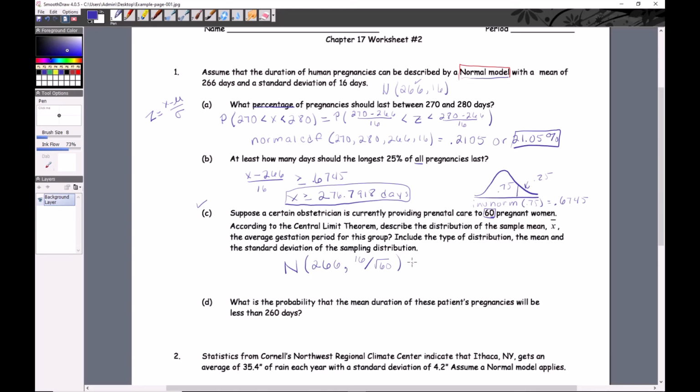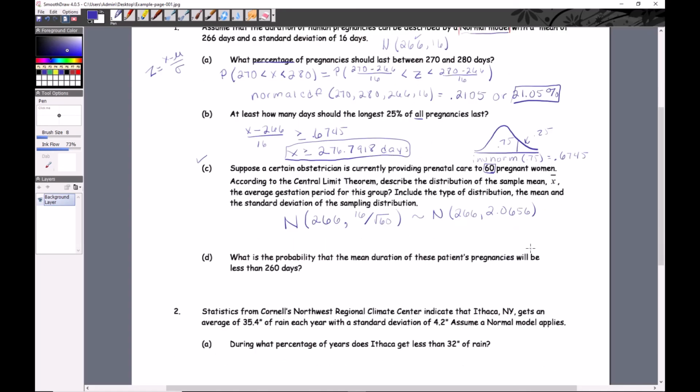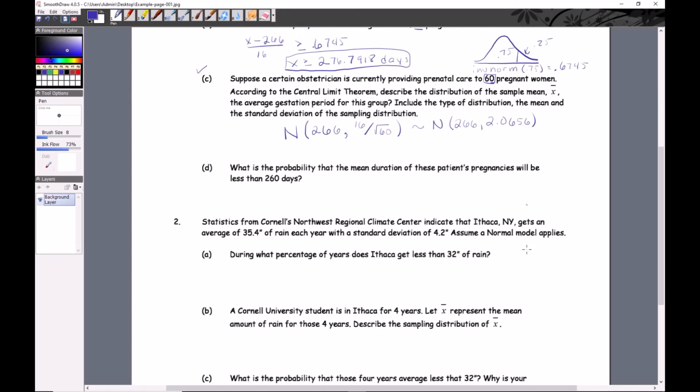Now you can also, if you want, use this straight through with your calculations, no problem. You can also do this. You can say it's normal with a mean of 266, and then you can just estimate by getting this down to a single number and rounding it. So you can say that that's 2.0656. That's going to be close enough for us to answer part D. But there it is. That's a complete description.